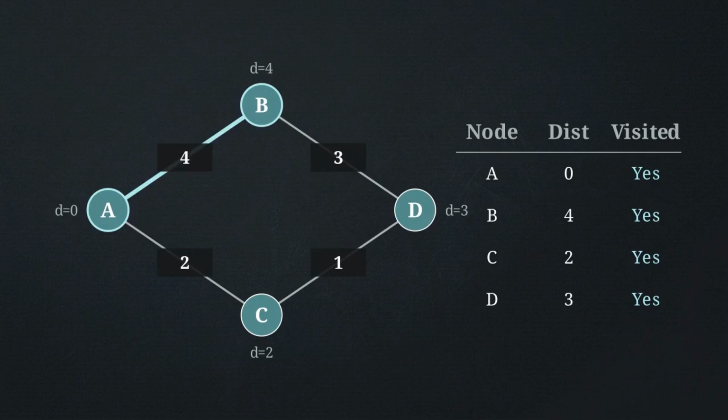Node B is the final unvisited node left. We select it, but it has no unvisited neighbors. The search ends. We now have our final shortest paths. A to B costs 4, A to C costs 2, and A to D costs 3.